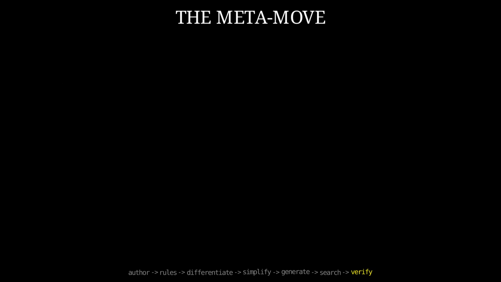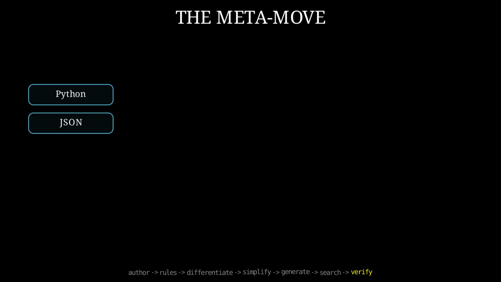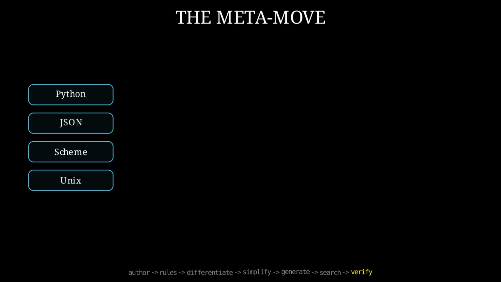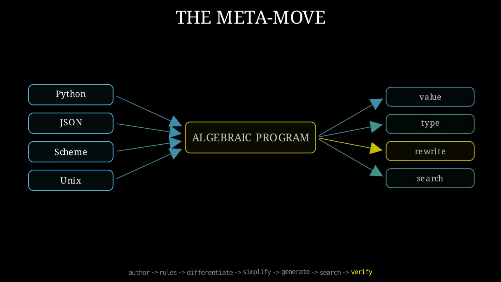The syntax was never the central trick. Python made the first step familiar. JSON gave us a portable assembly form for a high-level abstract machine. Scheme exposed code and data. Unix exposed composition and its limits. The narrow waist was the algebraic program representation they could all illuminate.